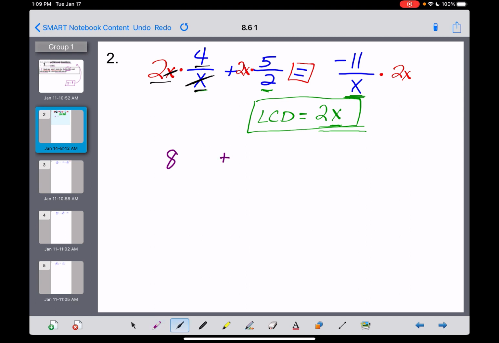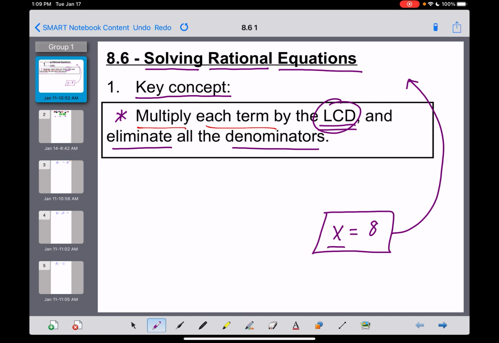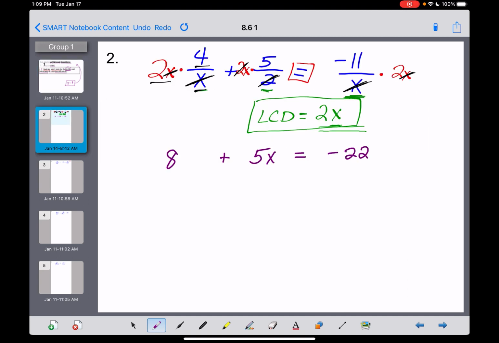And what cancels now? The 2 on the top and the 2 on the bottom in the second term cancel. That leaves us with an x times 5, which is 5x. And that equals, okay, now over here on the right, the x on the top and the x on the bottom cancel each other out. We've got a negative 11 times 2. That's a negative 22. So, going back to the key concept, we have multiplied each term in the equation, there were 3 of them, by your LCD, and that has, luckily here, eliminated all of the denominators. We have no fractions left.